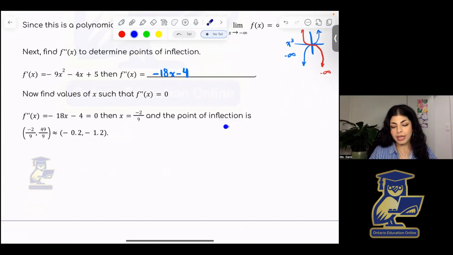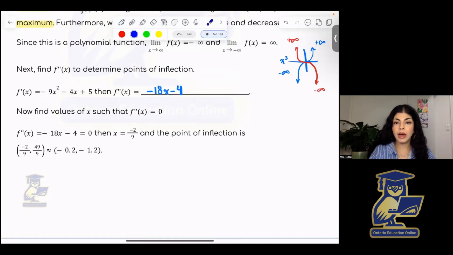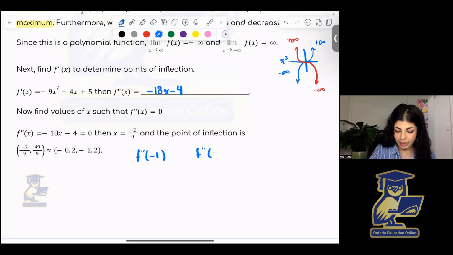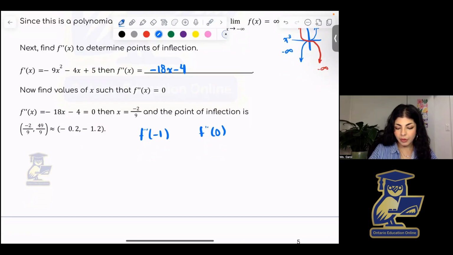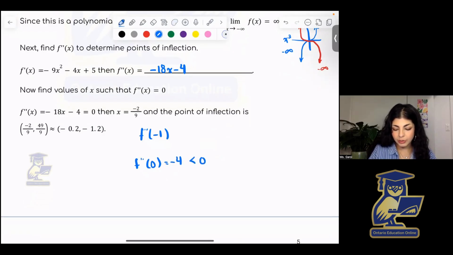And if you check the concavity, this would be a point of inflection because of what we know about cubic functions, but if you check f double prime, for example, let's do -1 and 0. When we check 0, this is just -4, which is less than 0, so concave down. And when we have -1, then we have greater than 0, so concave up.